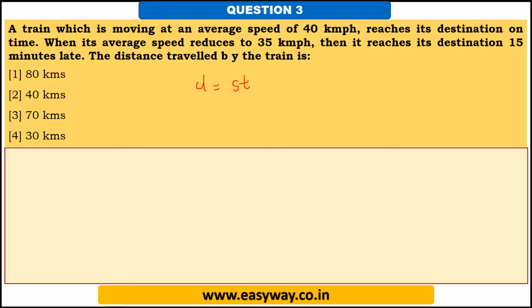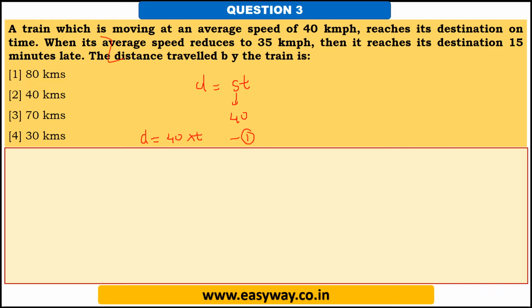Now what they have told us, a train is moving at an average speed of 40 km per hour. So speed is 40. It reaches its destination on time. Let us say that time is t and distance is d. So we can say d is equal to 40 into t. Let us say this is our equation number 1.